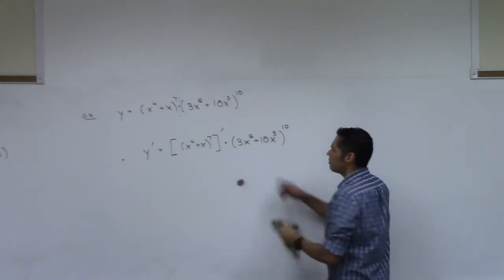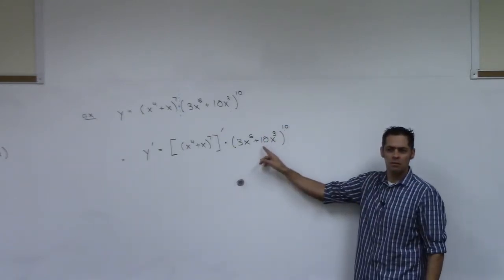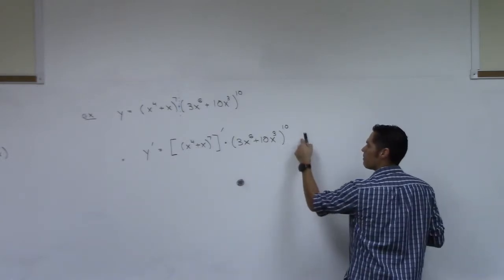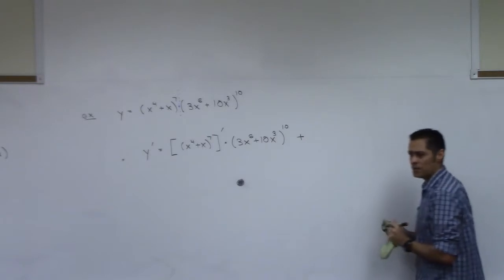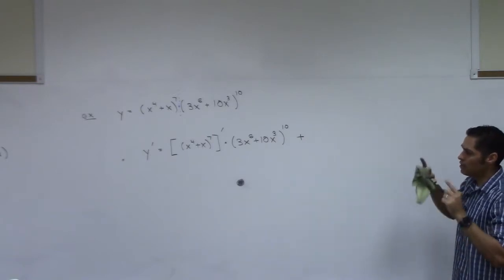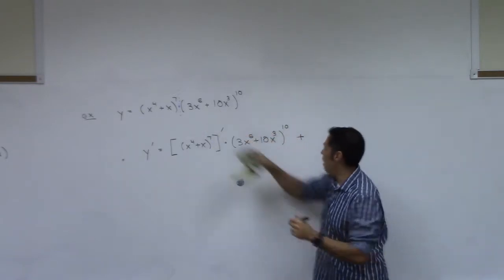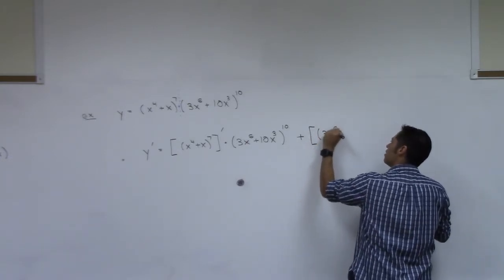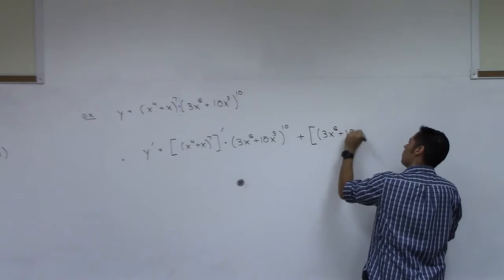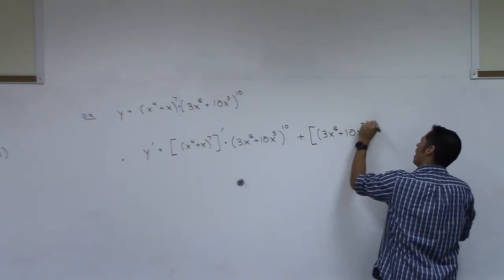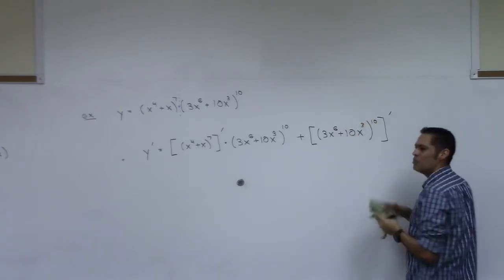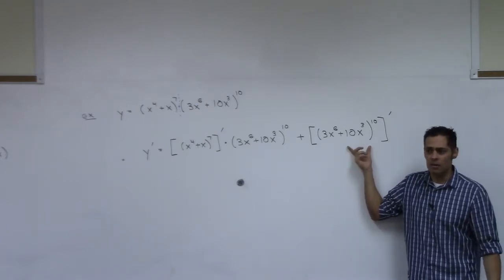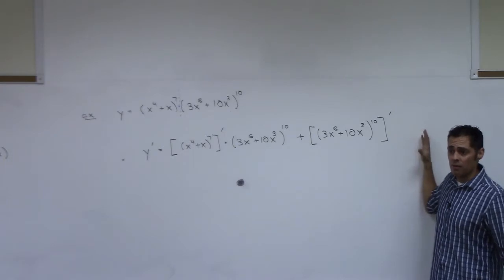Why am I not taking the derivative on this one? Because that's what the product rule says, right? Okay. And then what? Plus, right? Plus, now the derivative of this one, right? So I'm going to put it in brackets. The reason I'm not actually taking the derivative right now of this piece is because it's a little too complicated for me to take the derivative of right now. So I'm just getting everything laid out first.